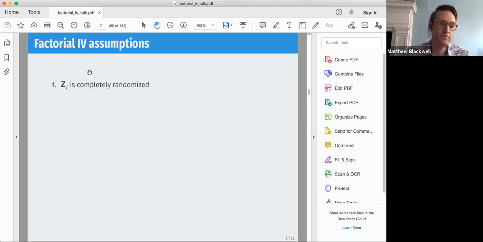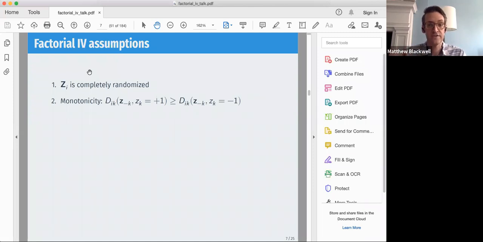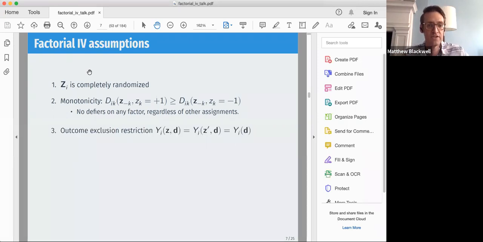Although what we end up doing in the paper is that if you have something that's a Bernoulli design on each one, independently randomized, you can also just condition on the number of treated in each assignment level, and proceed as if it was a completely randomized design. We're going to assume monotonicity for each one of the factors. All this is saying is that there are no defiers on any factor, regardless of what the other assignments are. So no one's induced to be a defier by some other treatment assignment. We're going to make the outcome exclusion restriction, which is the same thing here, just in vector form. And then finally, we're going to make this treatment exclusion restriction.